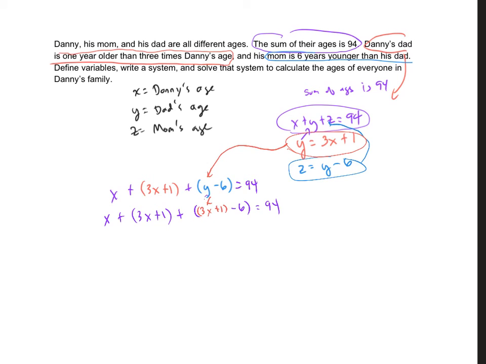So what I'm going to do is combine like terms and simplify this. So this would be, and then I would combine like terms. So that would be 7x. We've got 1, 1, and negative 6. That'd be negative 4. That'd be 94. And so now I can solve.